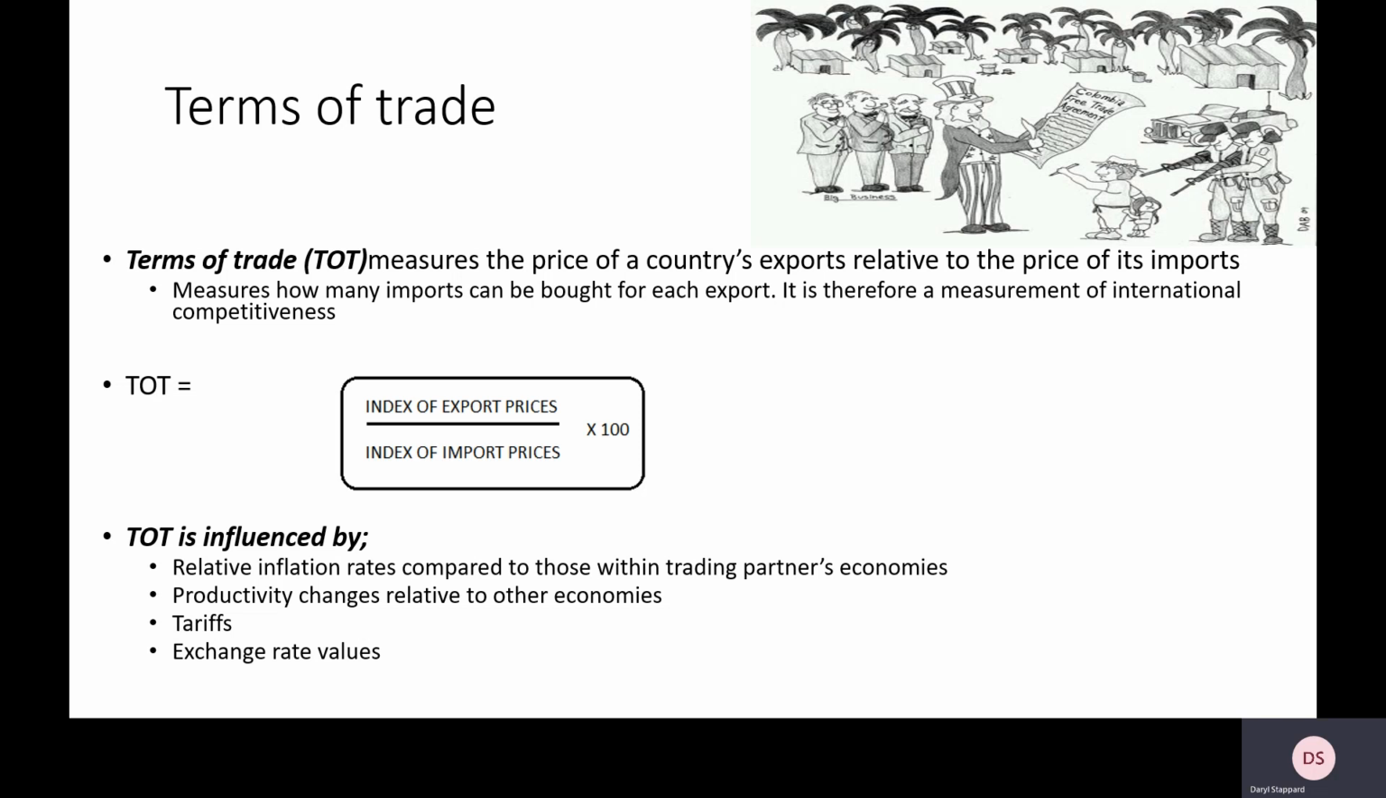You've got a formula: the index of export prices divided by the index of import prices multiplied by 100. So the logic would be that if we were to increase our import prices, then it would mean that for the same volume of exports, you can now buy fewer imports. If export prices were to grow, then it would mean for the same basket of exports, you can buy more imports. Now, what will influence your terms of trade is anything that will affect export and import prices. So if anything leads to export prices growing, that would lead to your terms of trade improving. If anything led to your import prices increasing, that would lead to your terms of trade worsening.